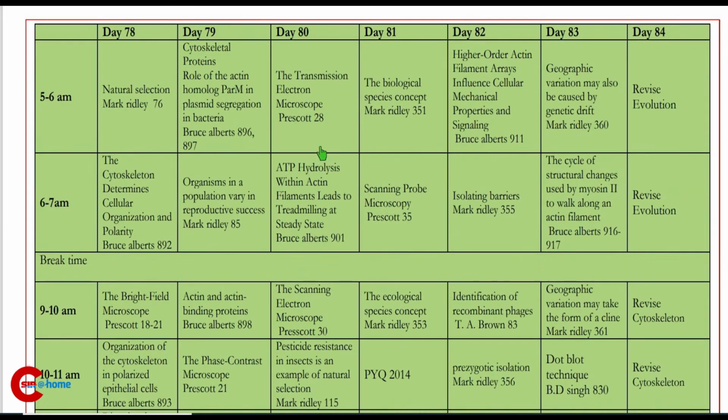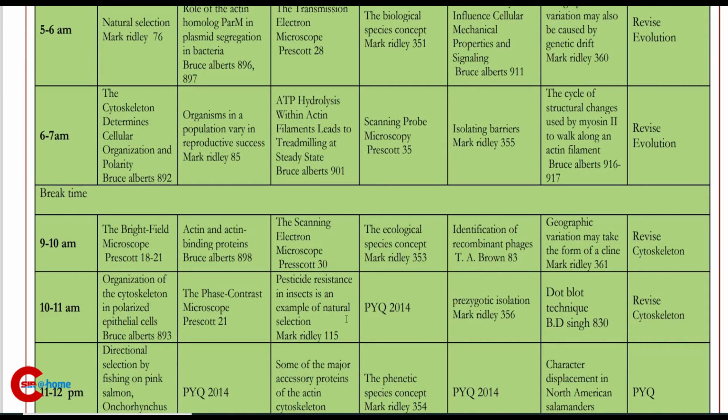Day 80. Morning 5 to 6 a.m., study transmission electron microscope. Then 6 to 7 a.m., ATP hydrolysis within actin filament. Okay. Then 9 to 10 a.m., the scanning electron microscope, Prescott. Then 10 to 11 a.m., pesticide resistance in insect is an example of natural selection, Mark Ridley.